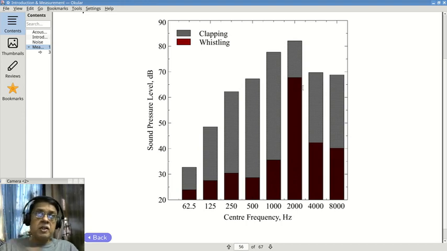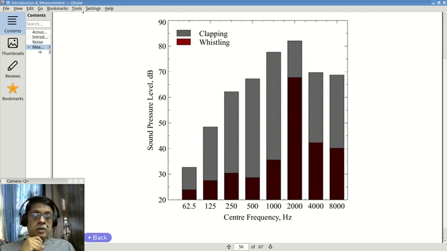Not surprising, because most of the energy you saw was around 2000, and it drops off very quickly on either side of it. On the other hand, clapping, you can see, doesn't drop off as sharply as the whistle. Even at 250, 500, 1000, 2000, 4000, 8000, it is not insignificant compared to the dominant one, although there is about a 10 dB difference.